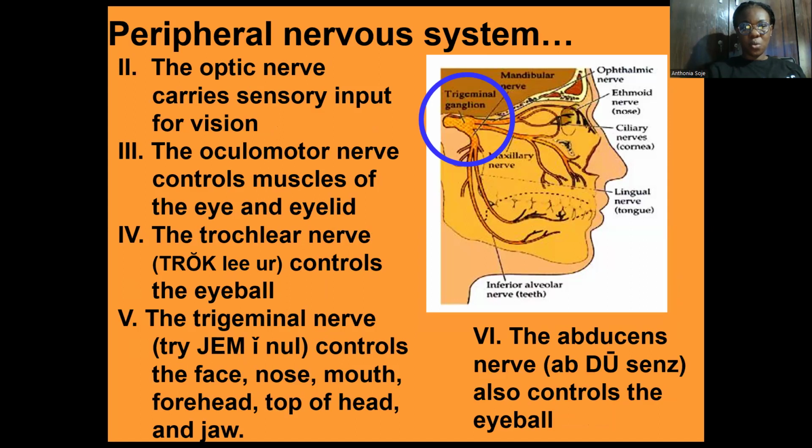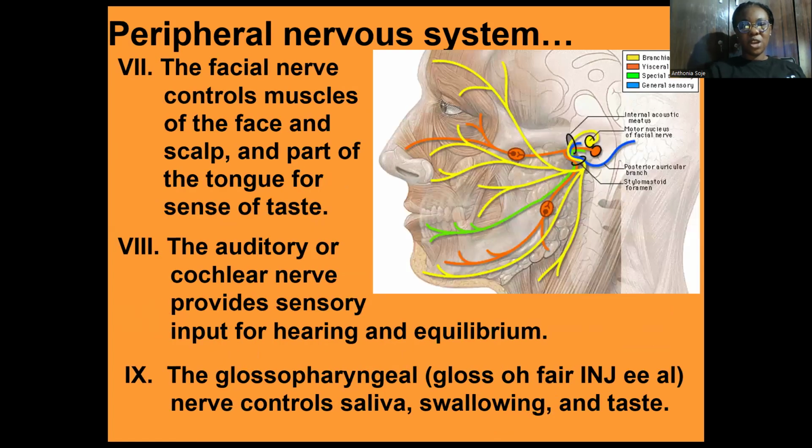The third is oculomotor nerve that will control the movement of the eye and the eyelids. The fourth is the trochlear nerve, will control the eyeball. The fifth is the trigeminal nerve, and it will control the face, the nose, the mouth, forehead, and top of the head and the jaw. Then the abducens will control the eyeball. The facial nerve will control the movement of the face, the scalp, and part of the tongue, and it will also help for taste.